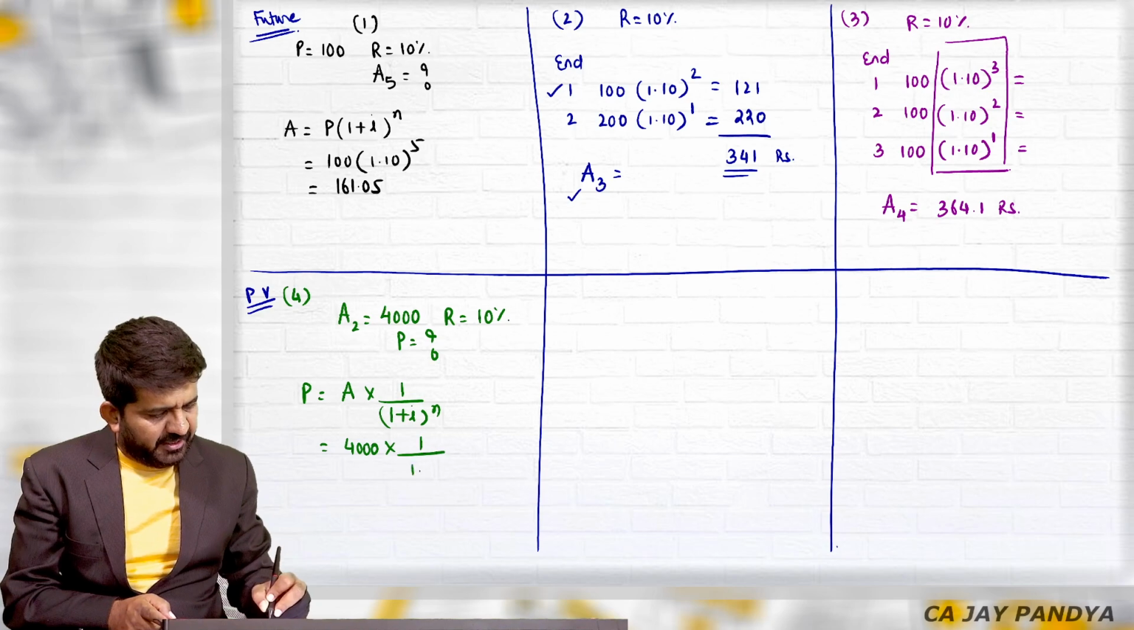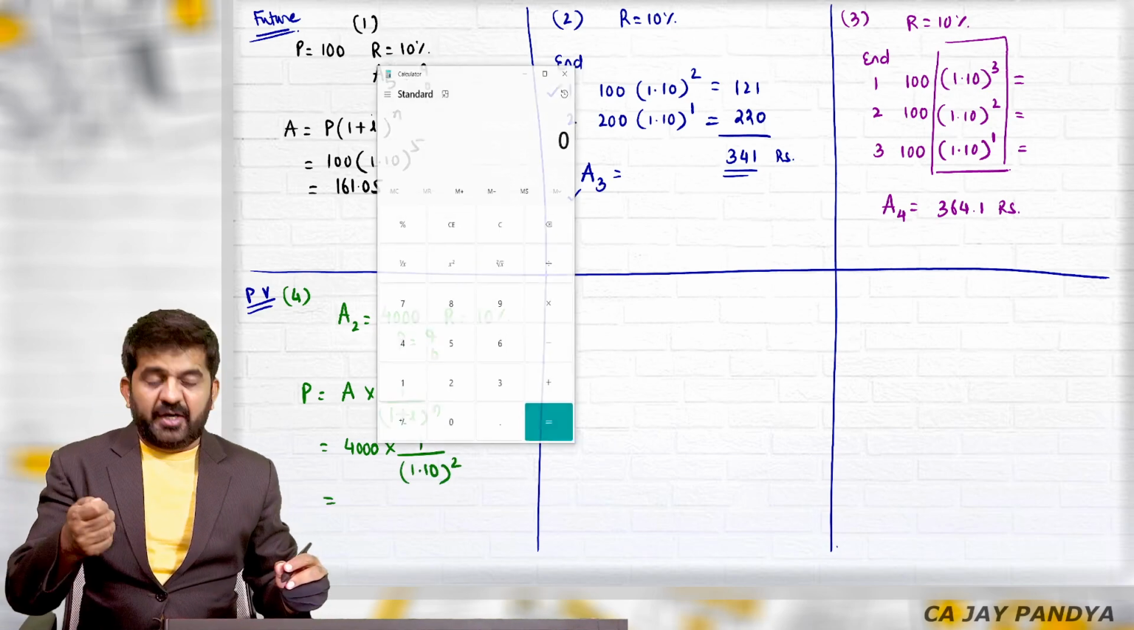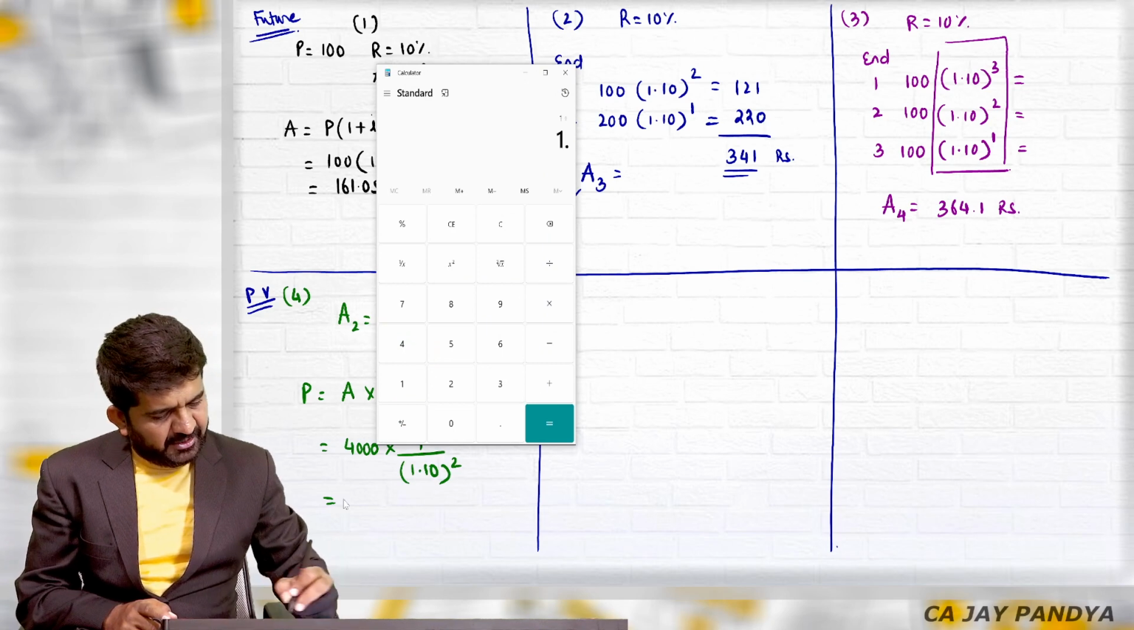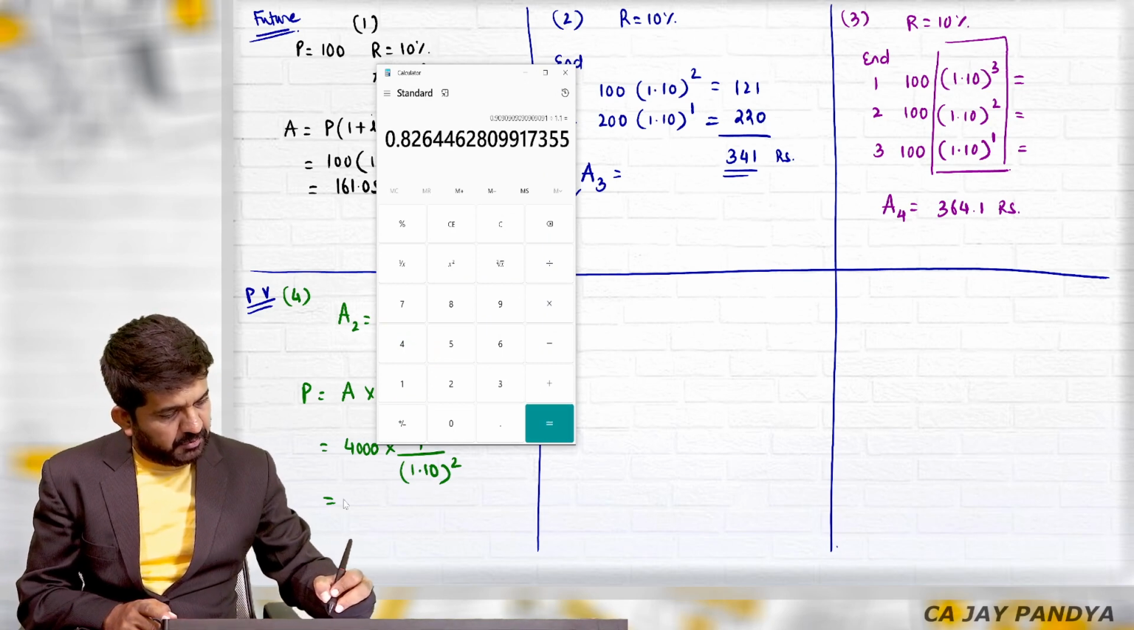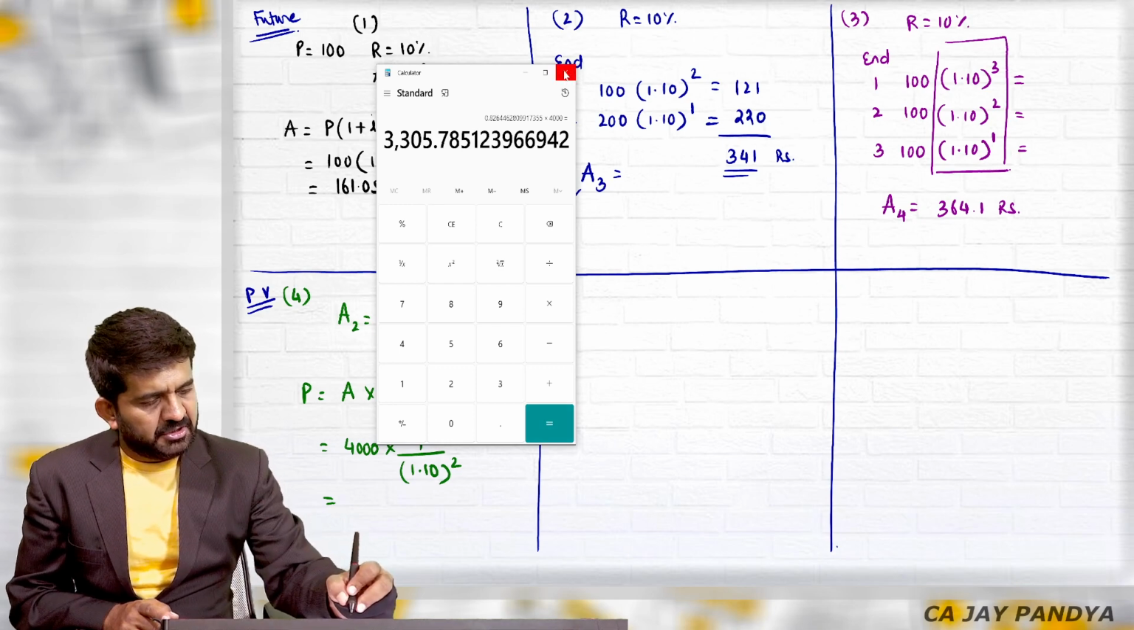1 divided by 1.10 raised to, how to find out answer in calculator? 1 divided by 1.1 is equal to multiplied by 4000, 3305.